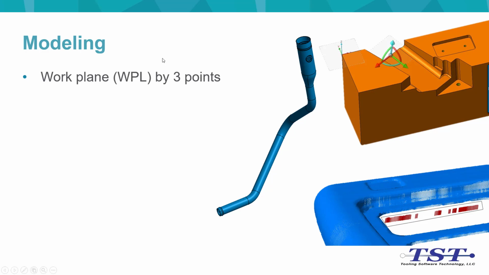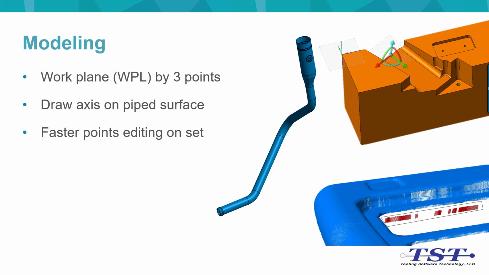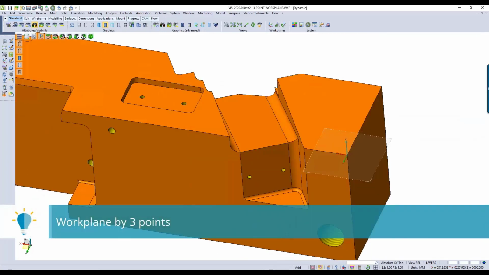So now we're going to go into the modeling commands. Within the automatic work plane orientation, they now have work plane by 3 points. You can draw axes on pipe surfacing now, and you have faster point editing for point sets. So we'll just show a video real quick of this.